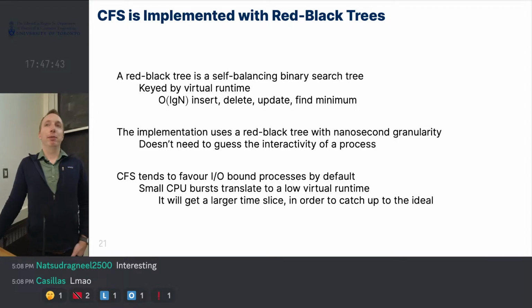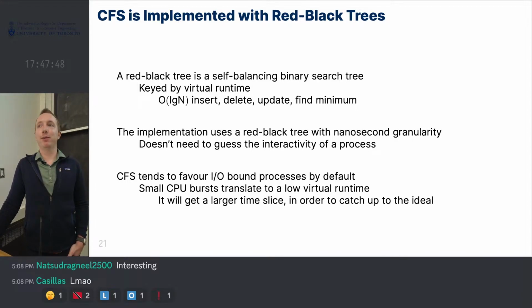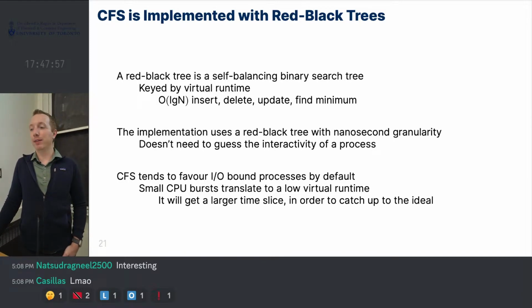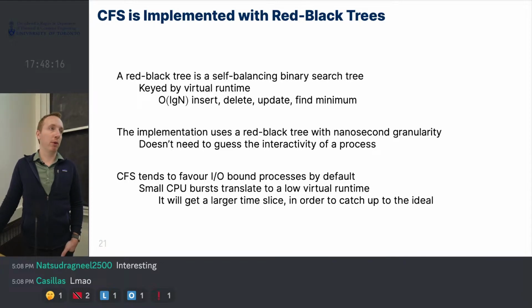So the completely fair scheduler is implemented with red-black trees, yes, that thing you learned from algorithms that didn't actually have any practical application, has some practical application now. A red-black tree is a self-balancing binary search tree, and in this case, the key it is paying attention to is the virtual runtime. What does that mean? Well, it means all of our operations, like inserting, deleting, updating, and finding the minimum, are all O(log n), which is quite fast.